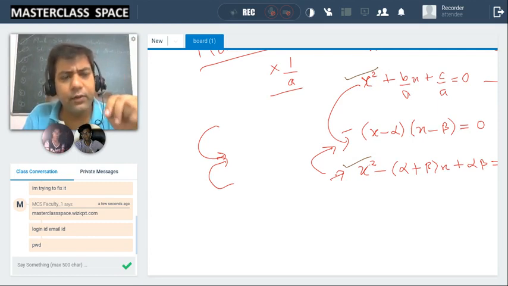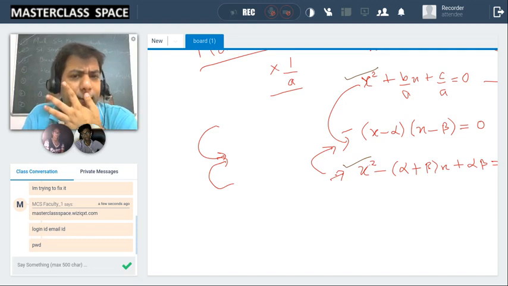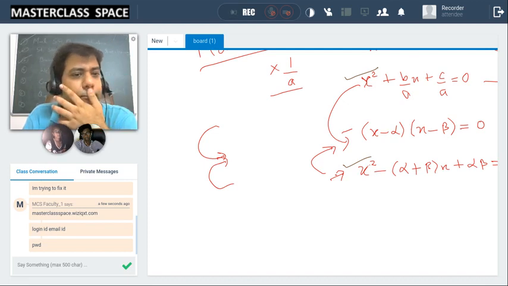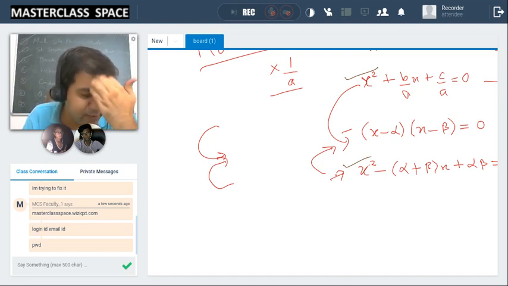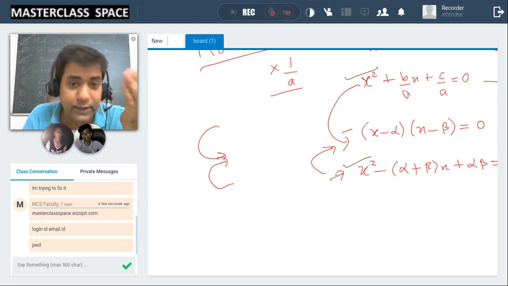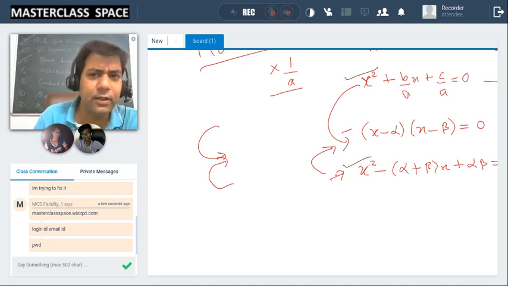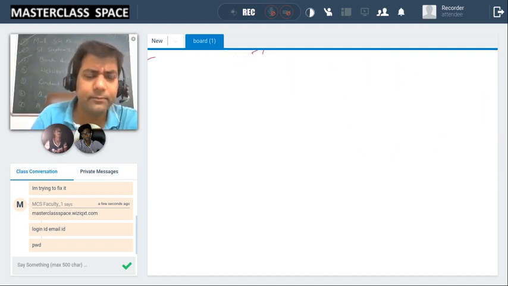But you will say, sir, why can't this equation x square minus alpha plus beta x plus alpha beta equal to 0 be equal to ax square plus bx plus c? These two equations are also same, only this second equation you have got just by dividing the first equation by a. My dear friends, so here let me give you one example.